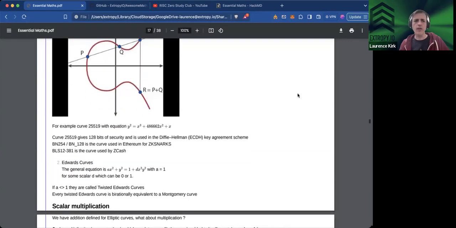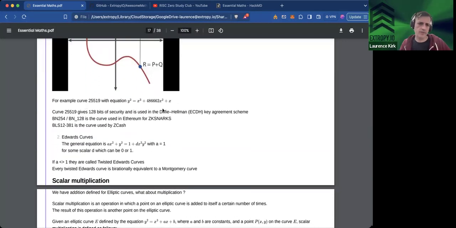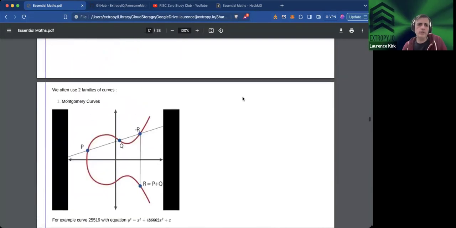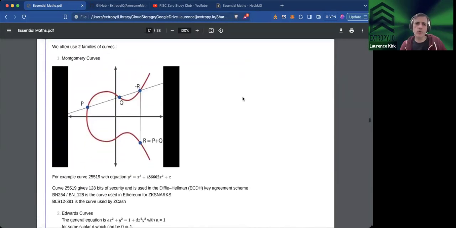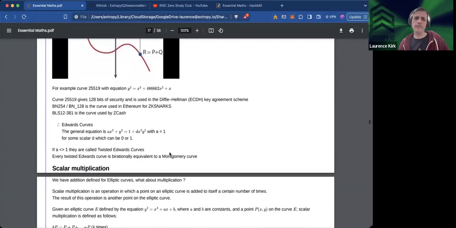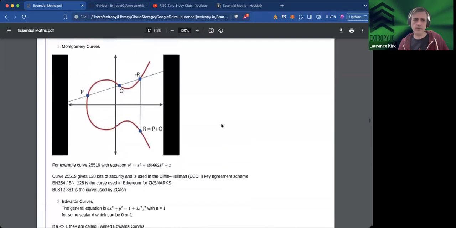Okay, but as you can see here, we have curves with different names, which the mathematicians have just tried out various values and come up with an equation that gives them certain properties that makes them maybe quite efficient to do some of these operations. And there's some listed out there. So you can see particular curves used by, for example, Zcash. We do have different types of curves. We have Montgomery curves and Edwards curves. The Edwards curves are slightly different, but both of those can be used.